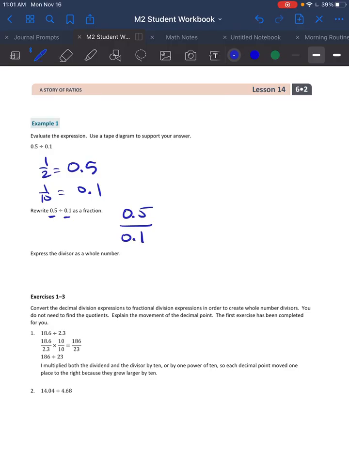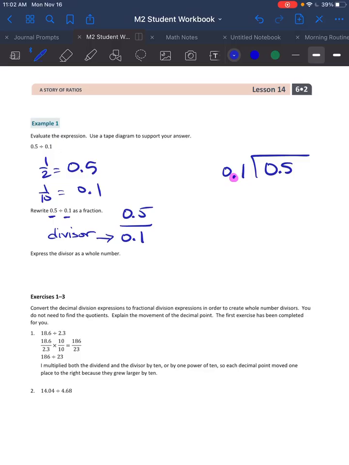Now, we could rewrite this where we have 0.5 in the box and 0.1 outside the box. And this is where we do not want to have a decimal in the divisor. We need to get rid of that. So how can we do that besides just moving the decimal? Well, we're able to move the decimal because we figure out how to get the divisor, which is on the bottom, converted to a whole number. How can I change 0.1, 1/10, to a whole number?